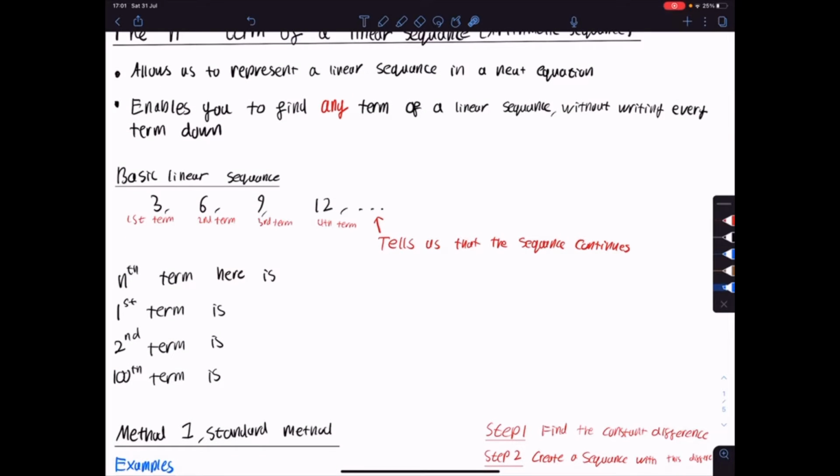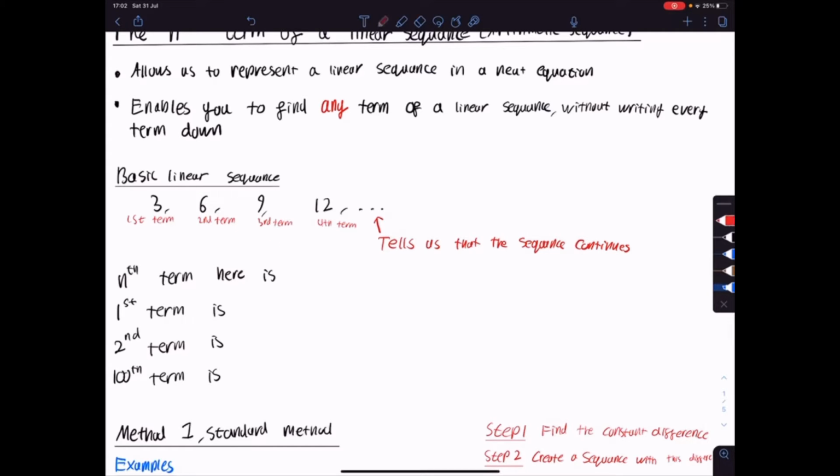Okay, so just as a quick recap, so we're all on the same page, this is an example of a basic linear sequence. And what I mean by sequence is just a list of numbers. And what I mean by linear is that this sequence is just changing by a constant amount each time. So here we see to get from 3 to 6, we just add 3. 6 to 9, we add 3. 9 to 12, we add 3. So we're changing by a constant amount each time, and that's what we mean by linear.